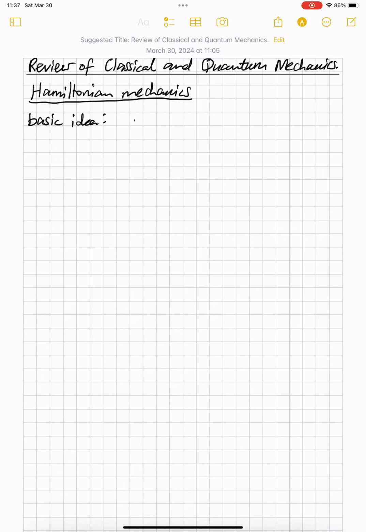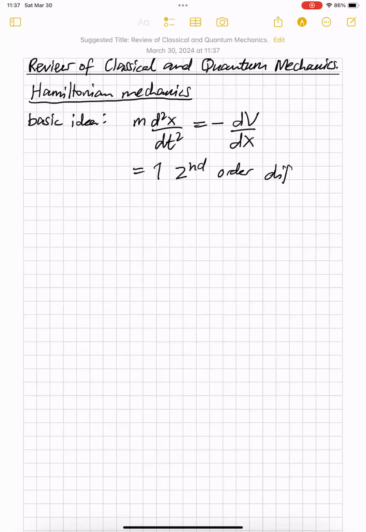Newton's second law, remember, says mass times the acceleration is minus dV/dx. Now, this is a second order differential equation. Okay, so that's Newton's second law. We can rewrite it slightly.